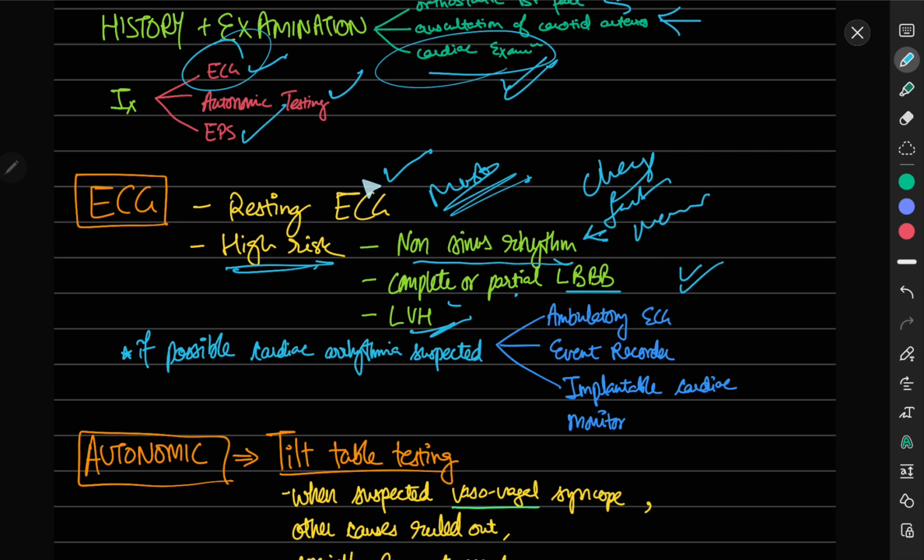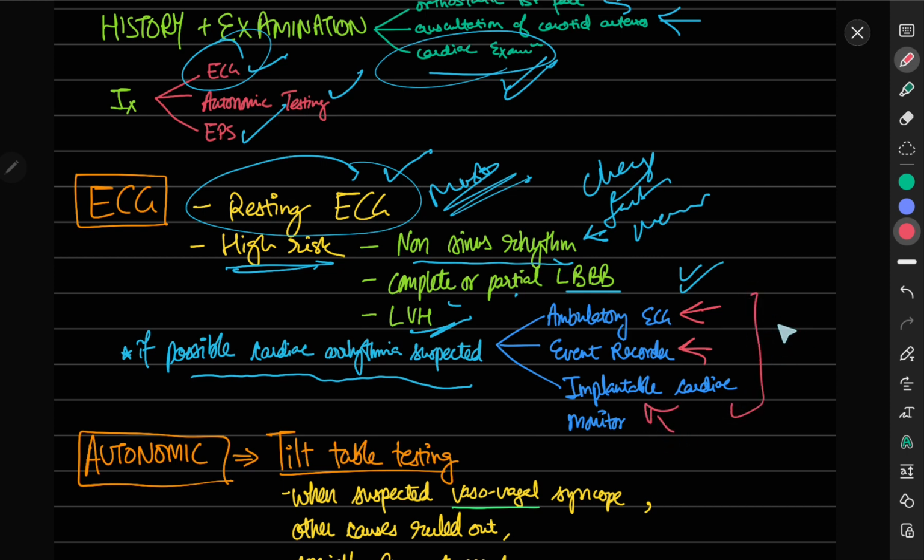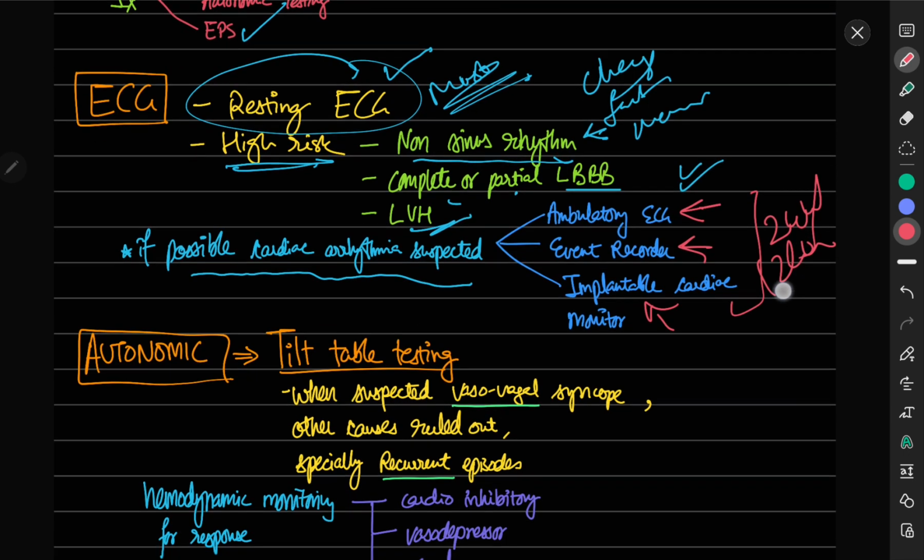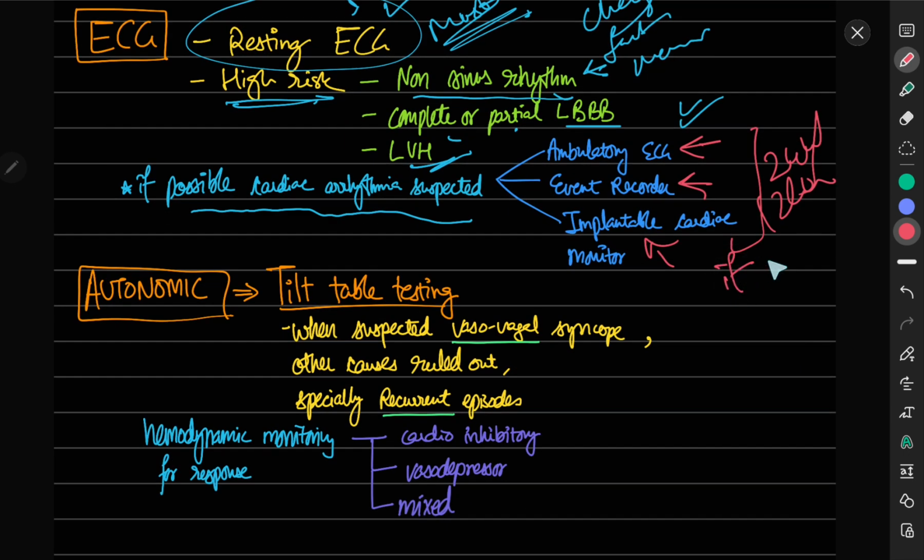If the resting ECG is normal and there's possible cardiac arrhythmia suspected, we can go for an ambulatory ECG, an event pre-recorder, or an implantable cardiac monitor. This will give us the 24-hour or 12-hour ECG recordings. If the event that is occurring is transient, this can help us out.